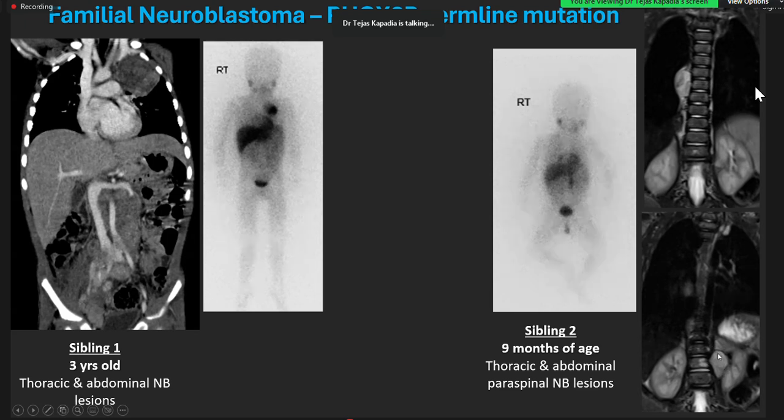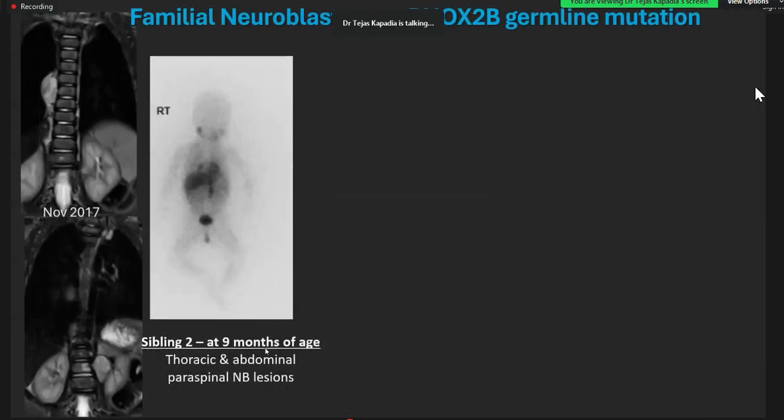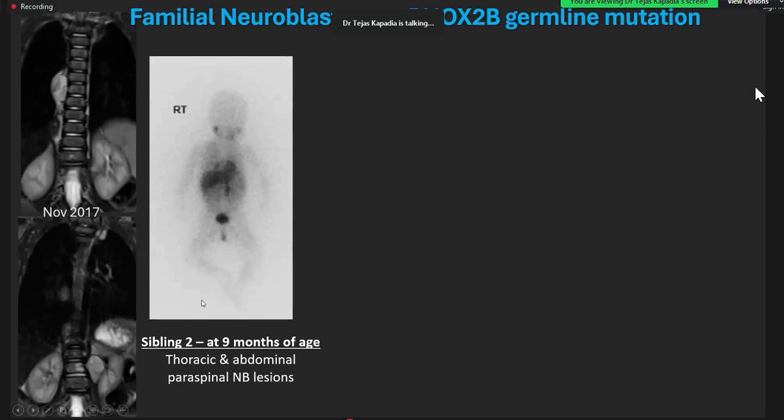So here you can see this extra-adrenal lesion in the middle, near the hilum of the left kidney, and some thoracic lesions as well, which show activity on MIBG. So this was neuroblastoma as well, in 2 siblings. Okay, now let's look at sibling two. So this is their presentation scan.